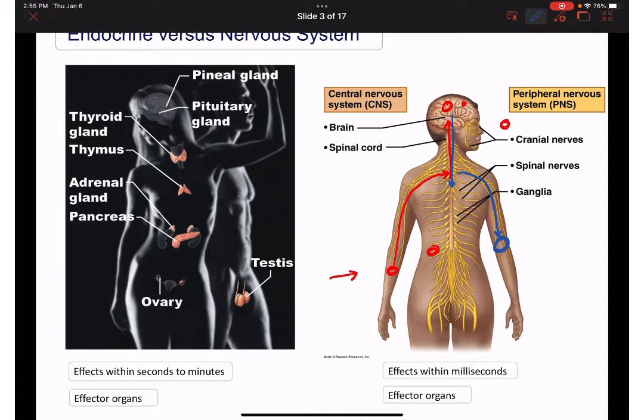And my question to you is, what are the different effector organs that the nervous system has control over? What are the different effector organs or tissue types or cell types that the nervous system has control over?